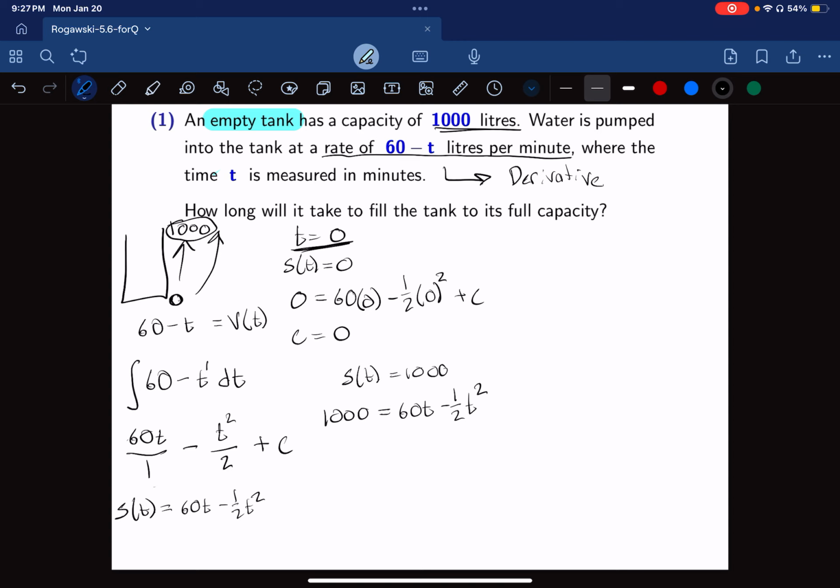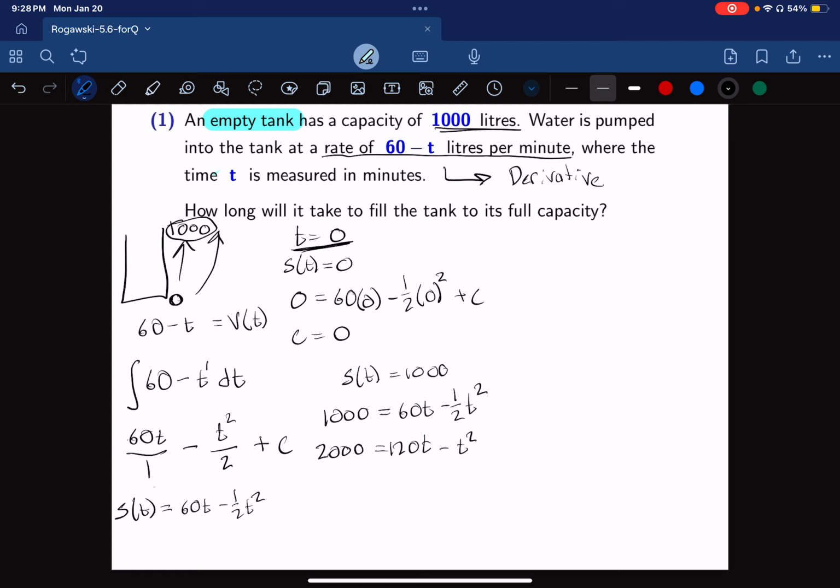Now, when faced with such an equation, I usually prefer to get rid of any fractions before we move on, mainly because this is a quadratic, meaning we most likely will either have to factor or use the quadratic equation. And this can get very annoying if there's fractions within our question. So I'm just going to multiply everything by 2 so we can get rid of that fraction. So we end up with 2,000 is equal to 120t minus t squared.